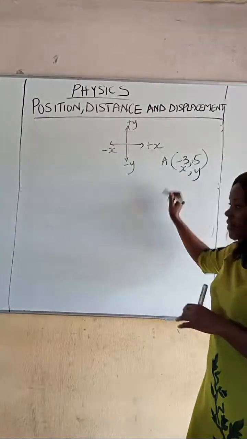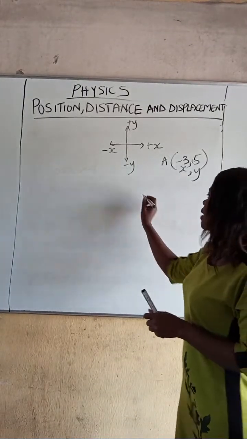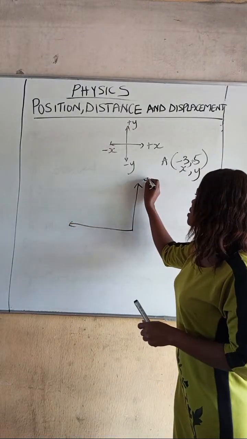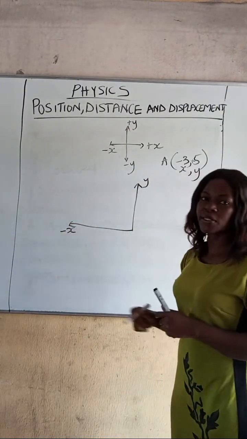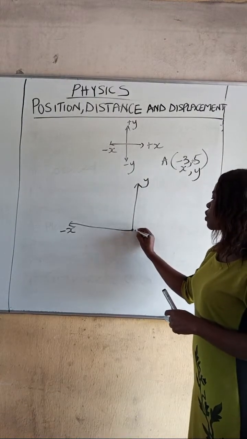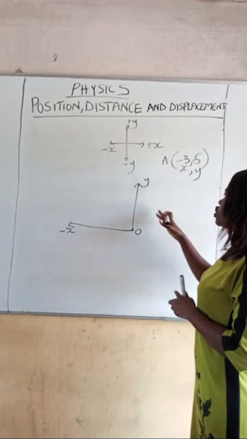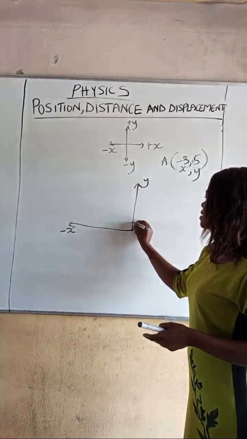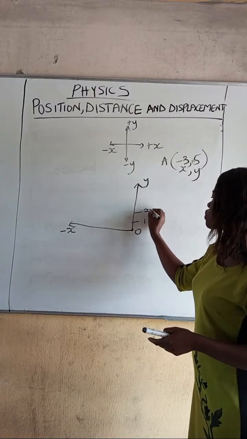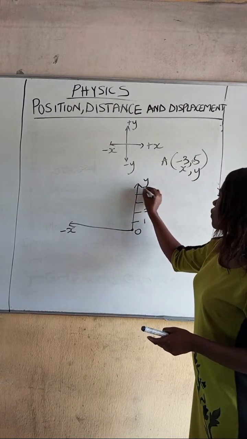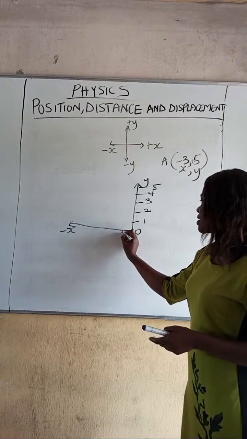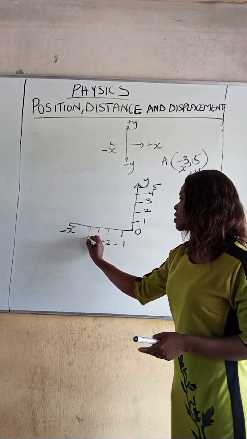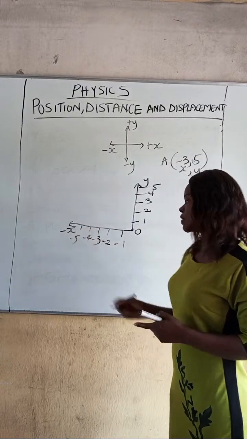If I want to sketch it, I will say that this is x and this is y, and this is minus x. This is my point of origin, which is 0. So I'm going to number it so I can locate that object A. This is 1, 2, 3, 4, and 5. And this is -1, -2, -3, -4, and -5.